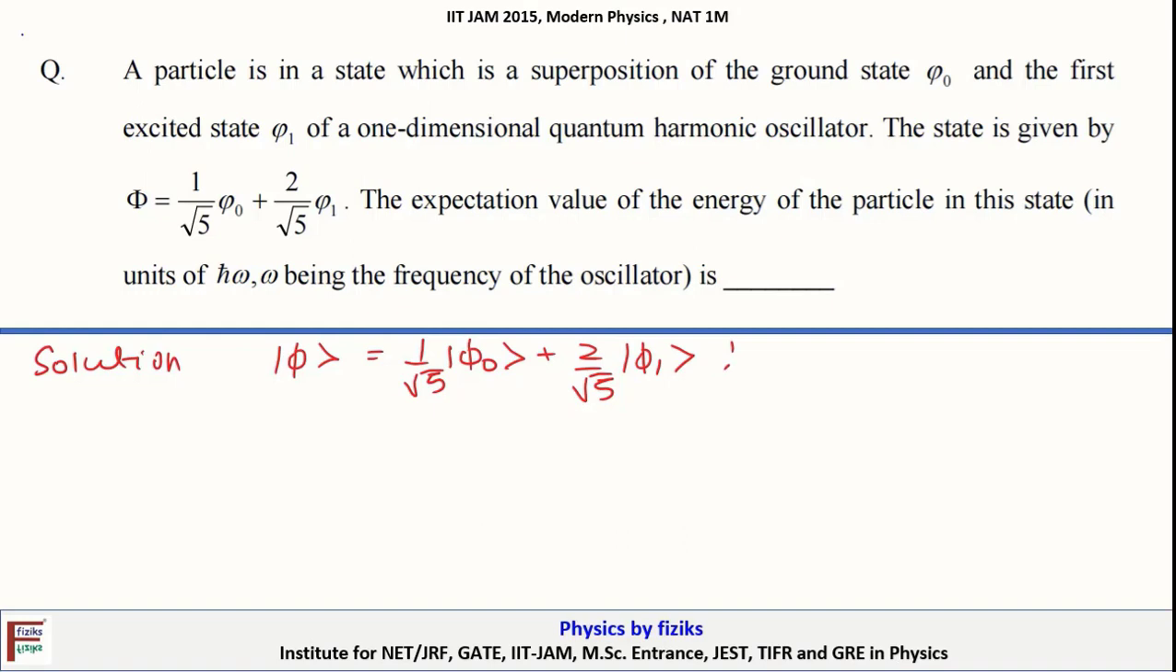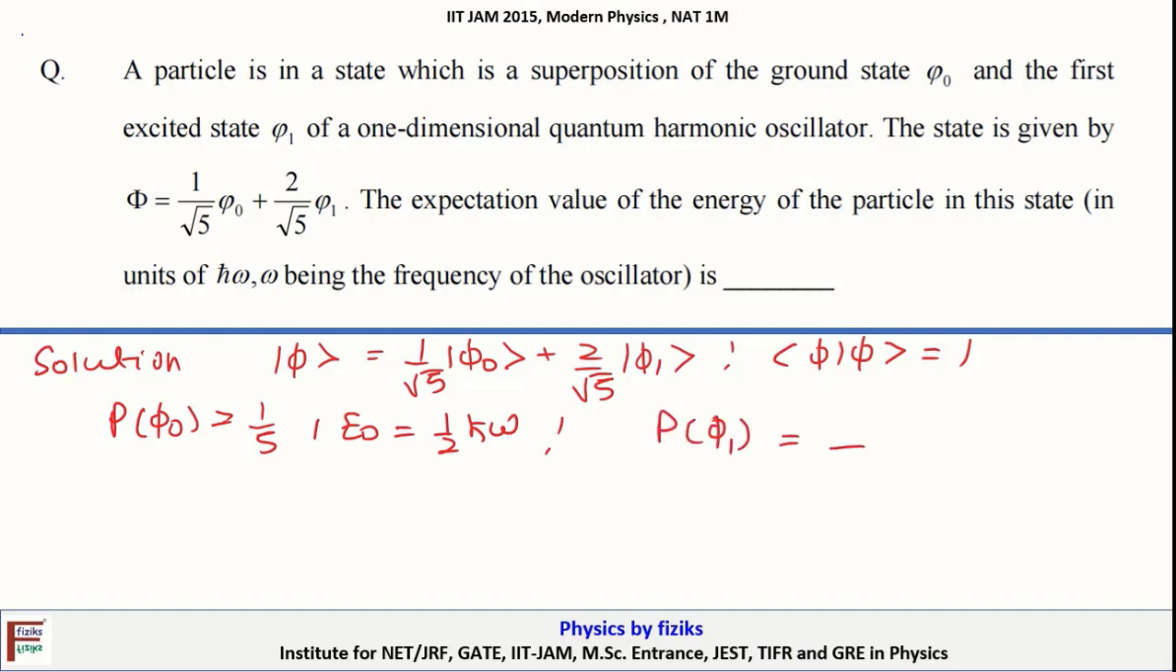Okay. So where phi is normalized, further the probability of finding the particle in state phi 0 is 1 by 5, having energy E0 equals 1 by 2 h cross omega. Similarly, the probability of finding the particle in state phi 1 is 4 by 5, and having energy equal to 3 by 2 h cross omega.